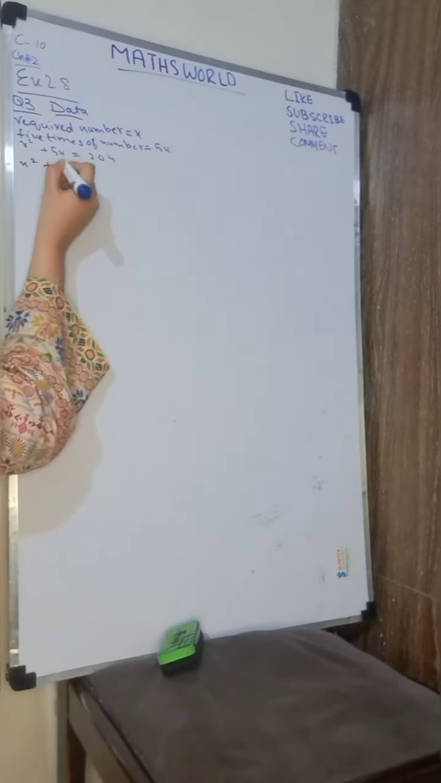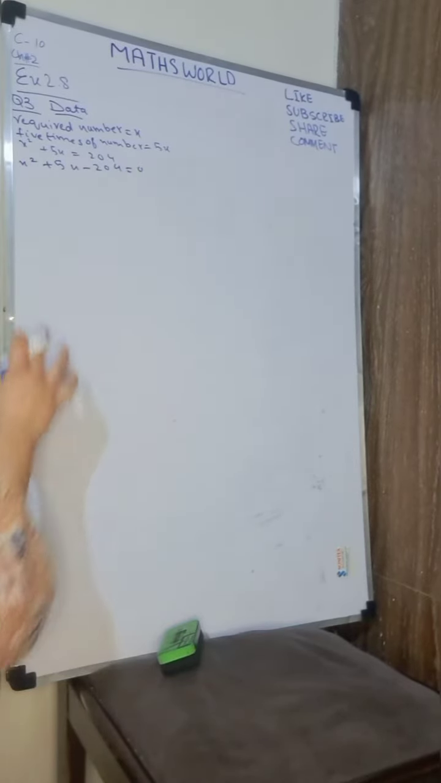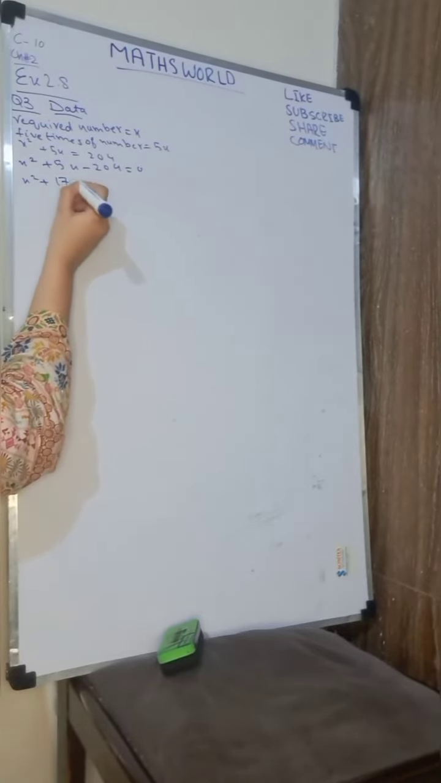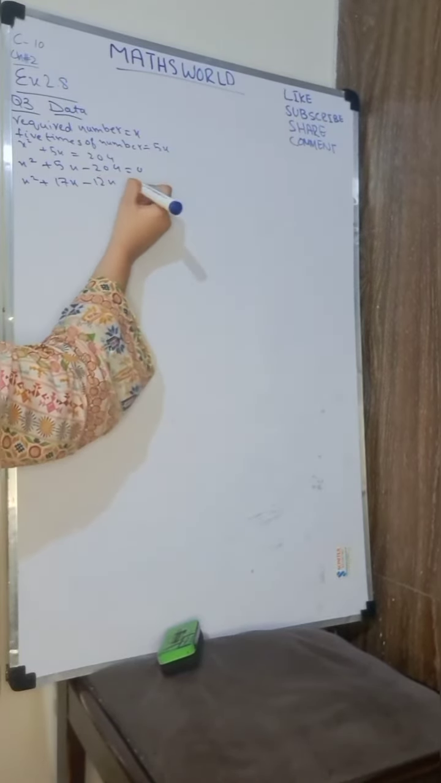So now simply x squared plus 5x minus 204 equals 0. Actually the main point here is to understand the statement. When you understand, you just simply factorize it. So now what you will do: x squared plus 17x, and minus 12x, minus 204 is equal to 0.